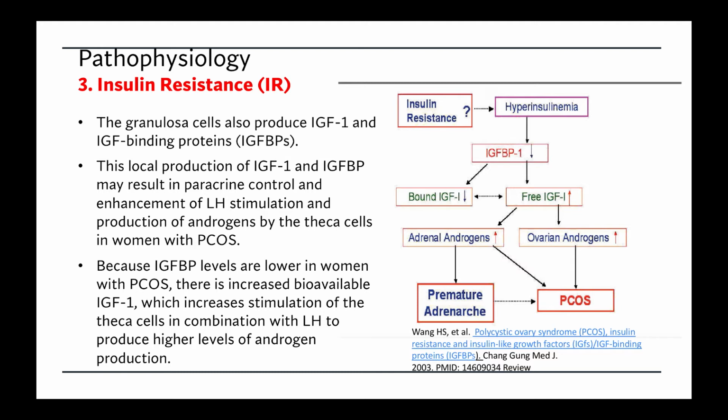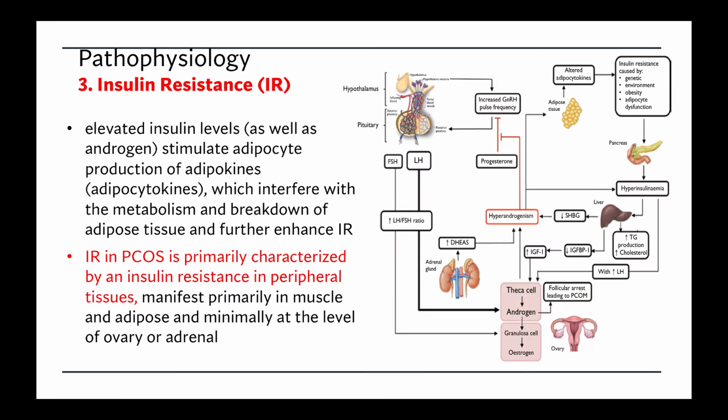Since IGF binding proteins are lower in women with PCOS, there is increased bioavailable IGF-1, which increases the stimulation of the theca cells in combination with LH to produce higher levels of androgen production. Elevated insulin levels as well as androgen stimulate adipocyte production of adipokines or adipose cytokines, which interfere with the metabolism and breakdown of adipose tissue and further enhance insulin resistance. Insulin resistance in PCOS is primarily characterized by resistance in peripheral tissues, manifesting primarily in muscle and adipose, and minimally at the level of the ovary or adrenal.